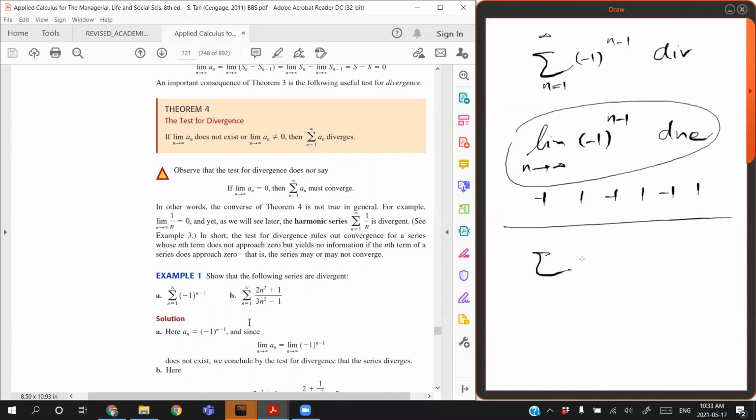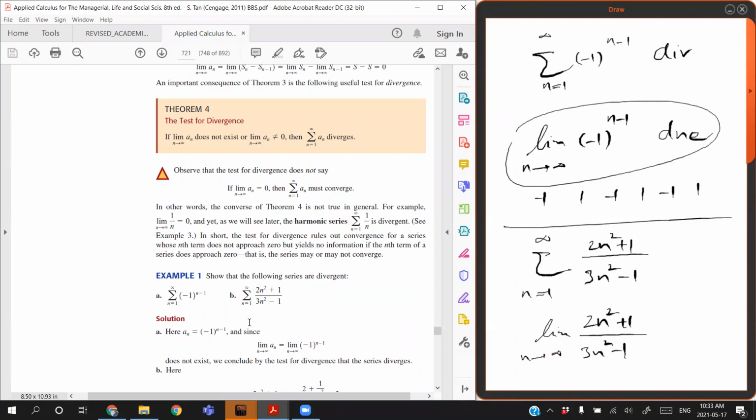Then we have the series of 2n squared plus 1 over 3n squared minus 1, from 1 to infinity. And the test for divergence is always the first thing that we do. We're going to take the limit of the general term as n approaches infinity.